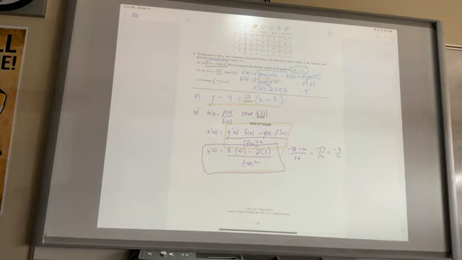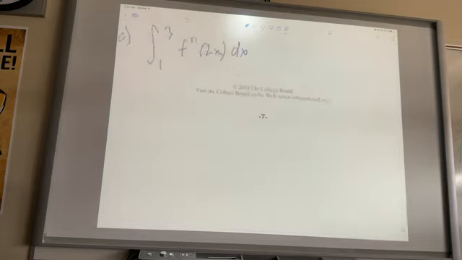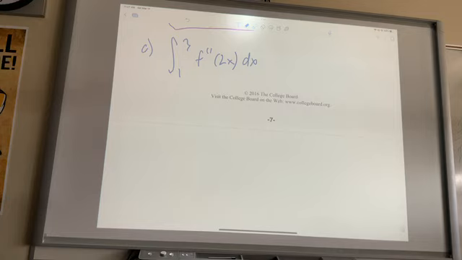Okay, part C. The integral from 1 to 3 of f double prime of 2x dx. This one's actually okay, the easiest one. It's not too bad, you guys. Again, my AD class, we're going to learn this upcoming week, but just stay with me here. I think I got it.